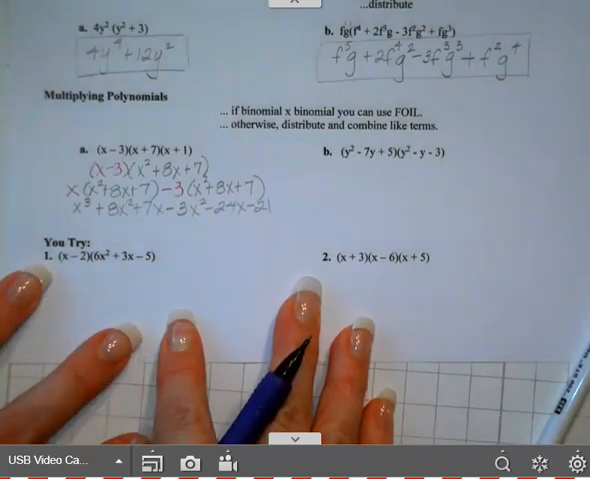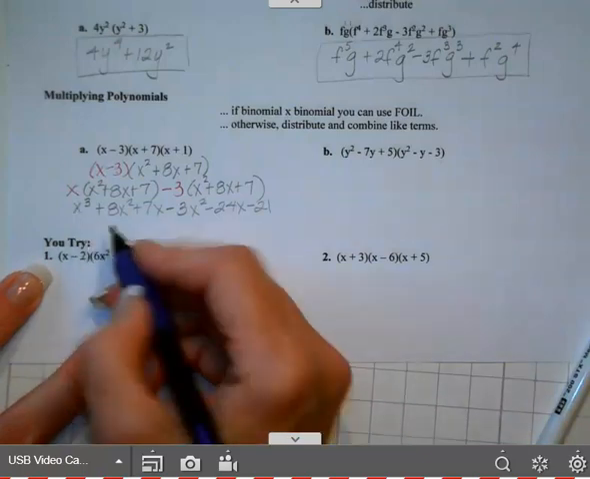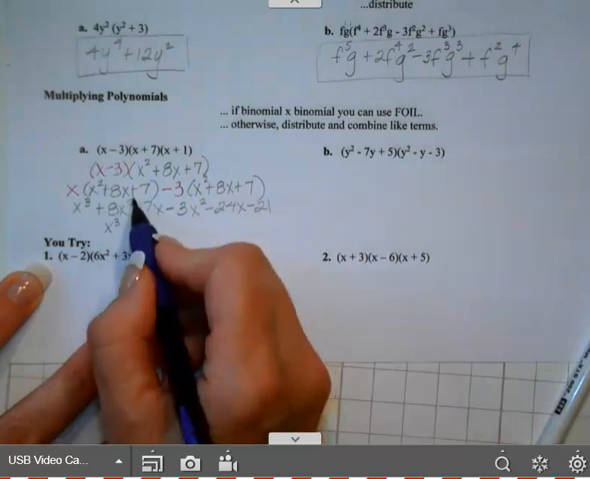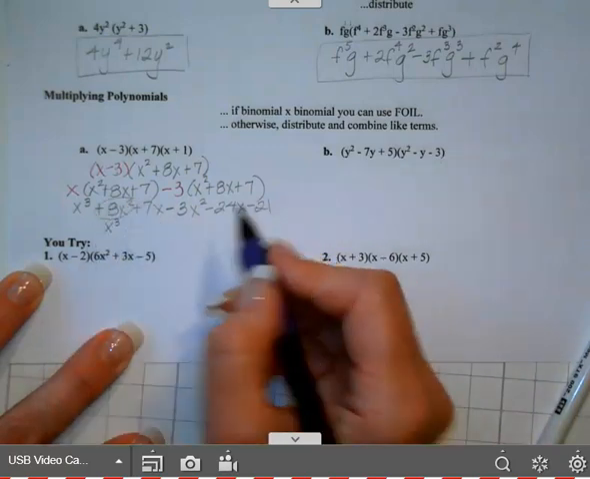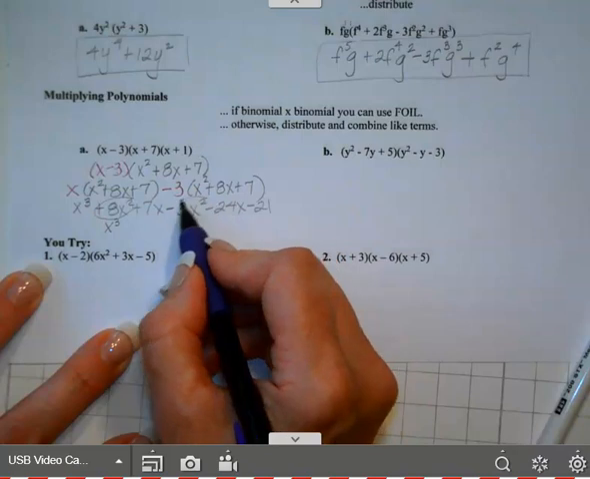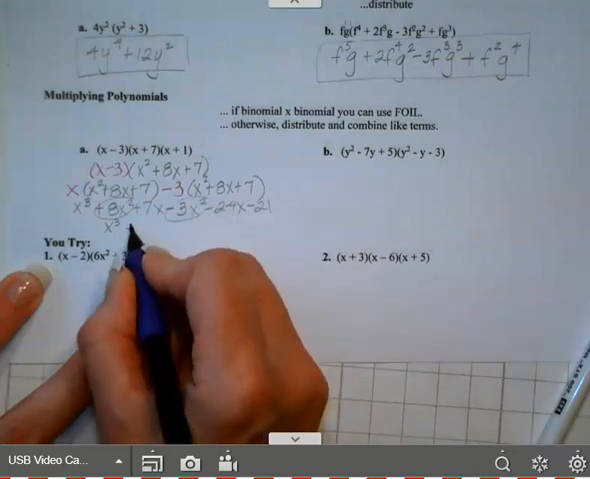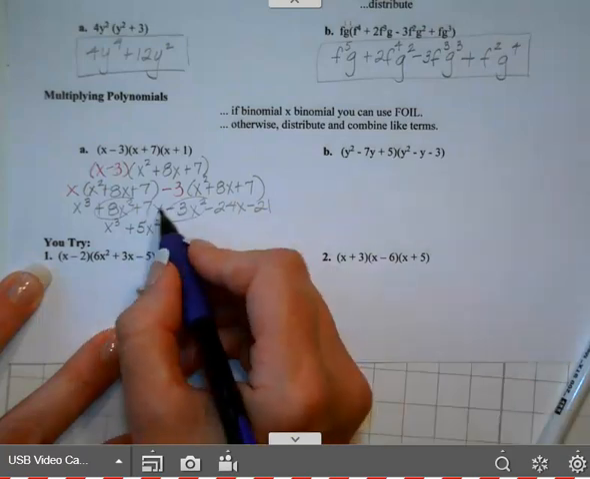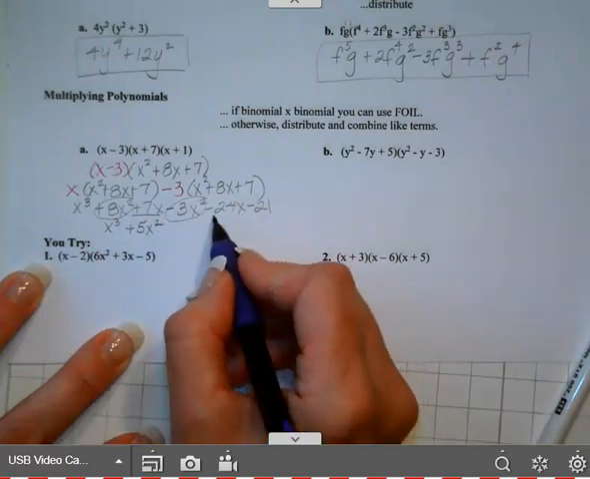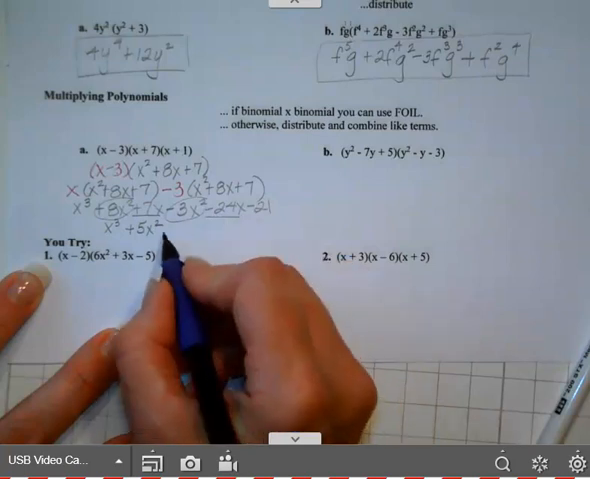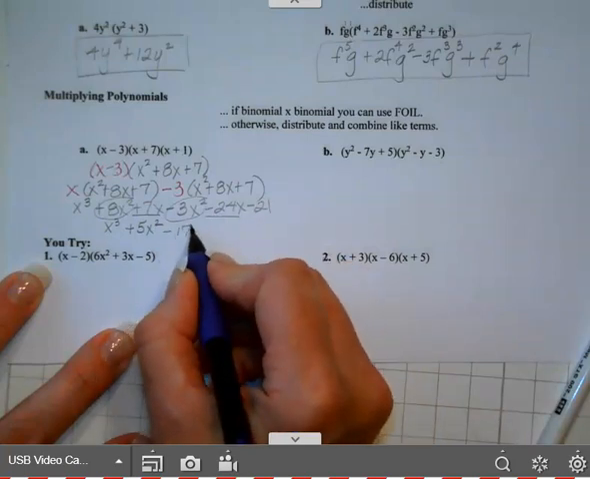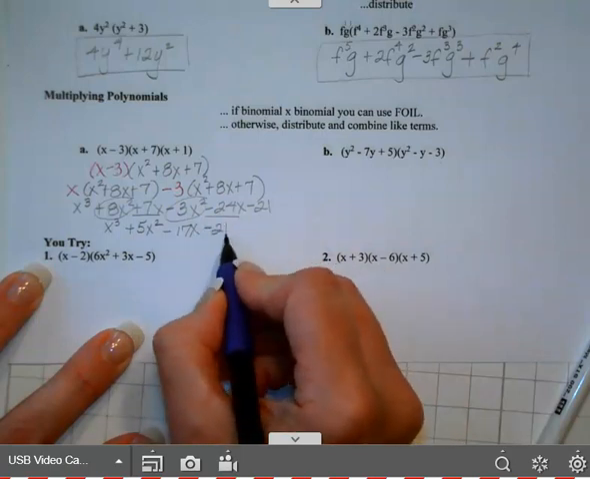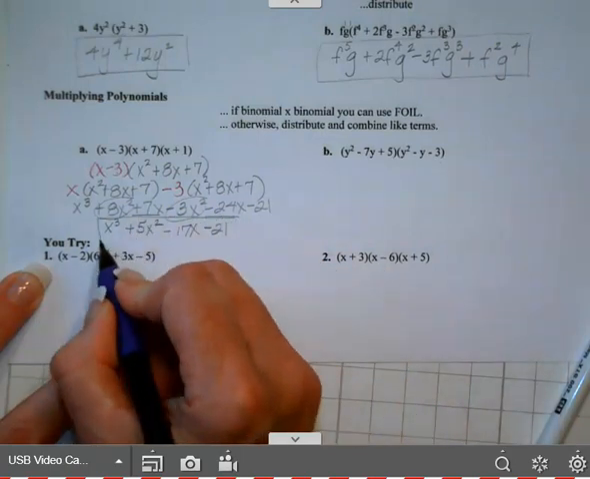And let's go ahead and combine our like terms. There's only one term that has a cube, so that's x to the 3rd. I have an 8x squared and a minus 3x squared. That gives me plus 5x squared. And then a 7x minus 24x gives me minus 17x. And then I have the constant minus 21. And that's my final answer.